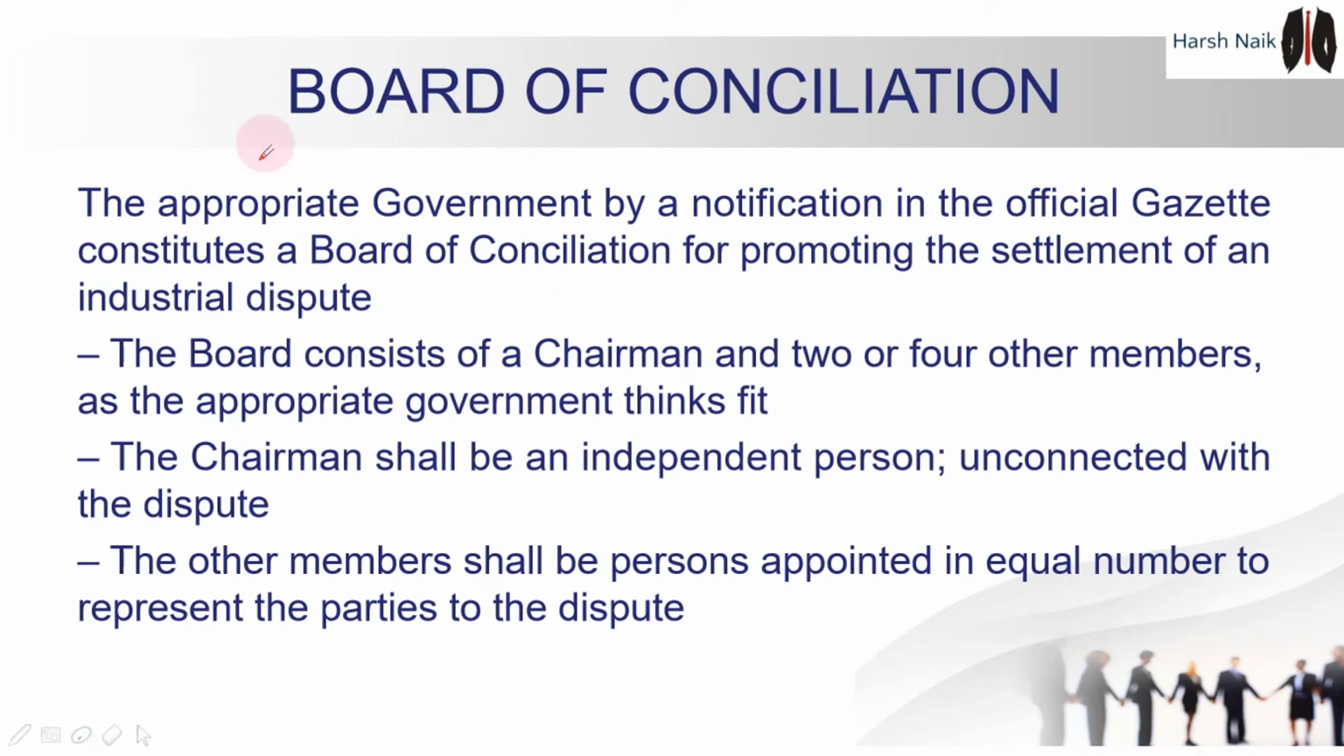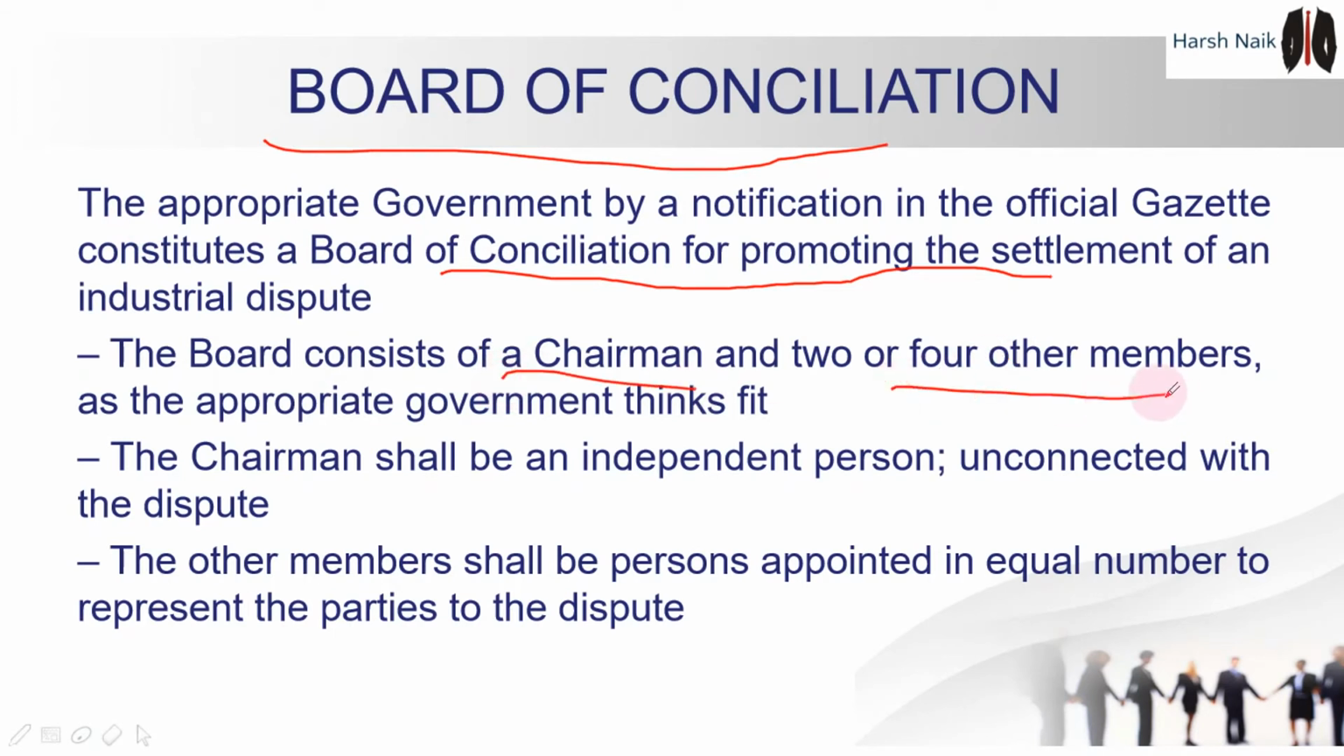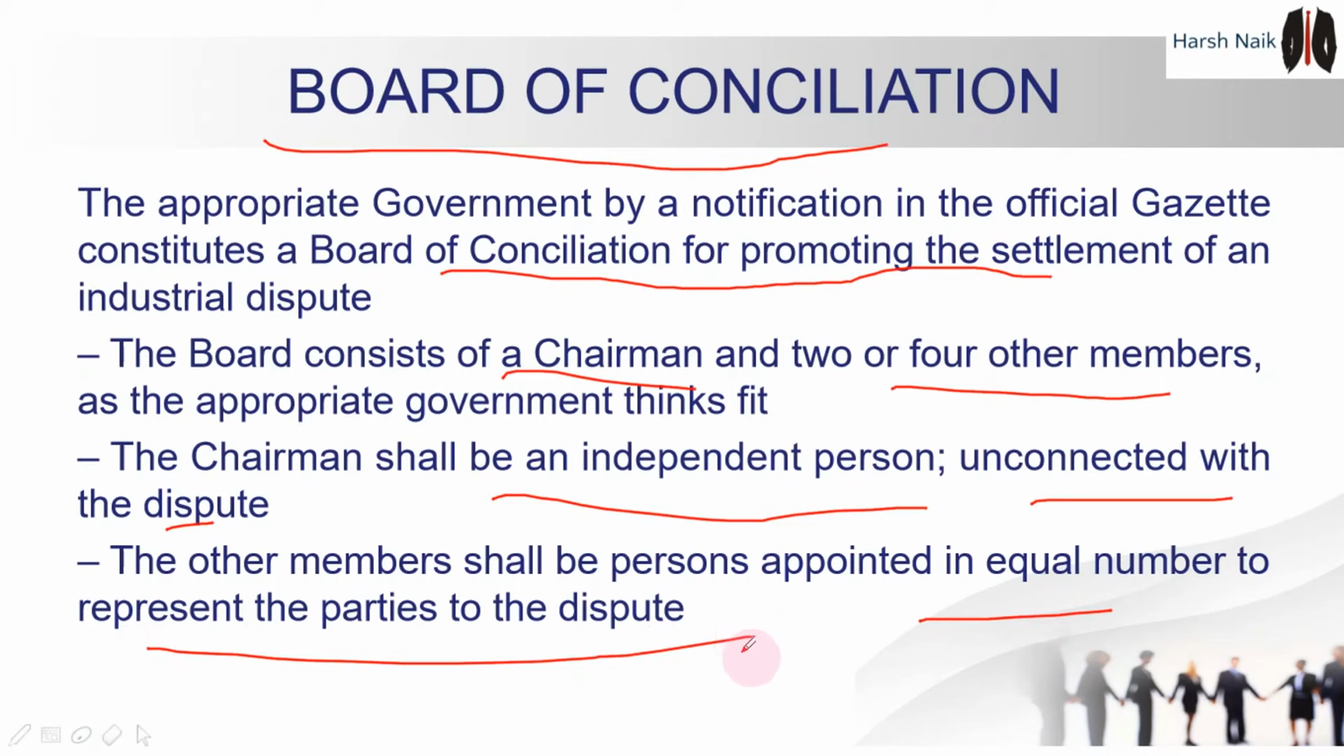Then next is the board of conciliation. Basically, the appropriate government, by a notification in the gazette, constitutes a board of conciliation for promoting the settlement. To promote the settlement, a group, the board of conciliation, is developed, right? Basically it will be made of a chairman and 2 or 4 other members, right? This chairman should be an independent person who is not connected with the dispute, right? And the other members will be persons appointed in equal number to represent the parties to the dispute. So if there are 2 parties, then the other members will be 2 from one party and 2 from the other party. There are 4, and 1 more person will be an independent person, that is the chairman, right? That is the board of conciliation.